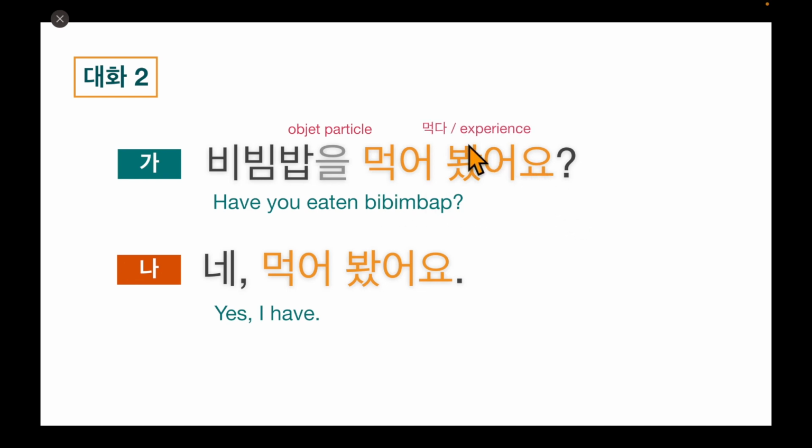먹어봤어요. 먹다 is the base form. 먹어봤어요 shows experience. 먹어봤어요 means I've eaten. I have tried eating something. In this case, it's a question form. So 먹어봤어요 means have you eaten or have you tried eating 비빔밥. So 비빔밥을 먹어봤어요 means have you eaten bibimbap or have you tried eating bibimbap? 네, 먹어봤어요. 네, yes. That means yes, I have tried eating bibimbap or yes, I have eaten.